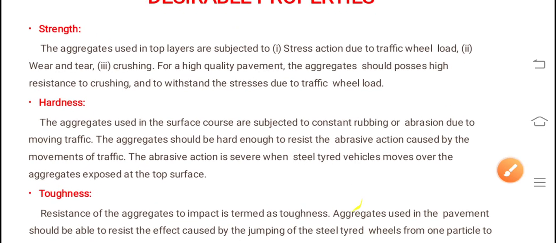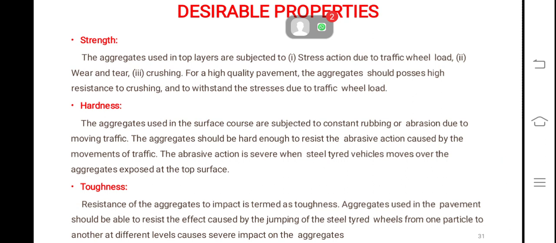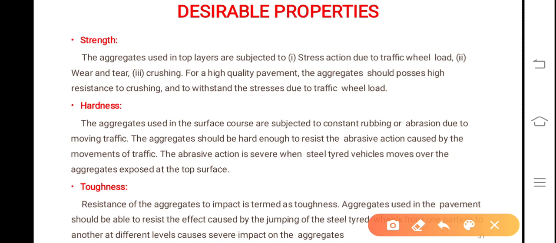Desirable properties. The various properties are very essential to evaluate in the laboratory. Anyway, in term work you will conduct all the tests, calculate the results, and plot the curves wherever necessary. However, in theory class, we should at least know some desirable properties and the related tests, at least by name.